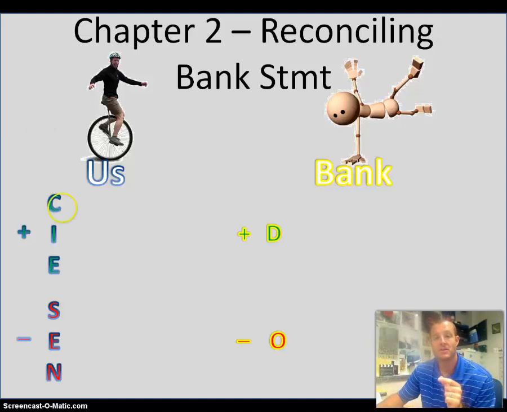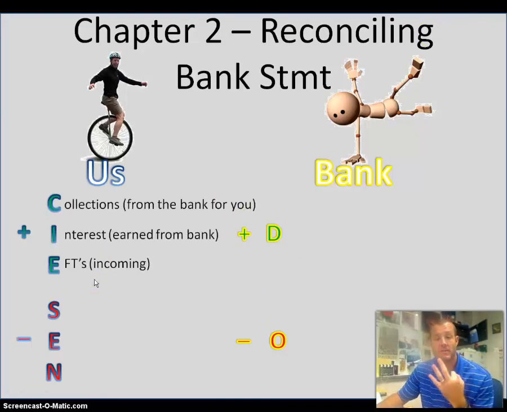So we're going to make some adjustments on our side using the C and the SEN, and then we're going to make adjustments to the bank's information using the DO. Plus always first, minus always second. The three things involved with the C are any collections that the bank makes for you. You may have a bank who will agree to collect on your receivables or take care of collecting things for you. When that happens, the bank knows about it right away because it's happening with the bank, but you don't necessarily find out about it. So we would need to add those collections in.